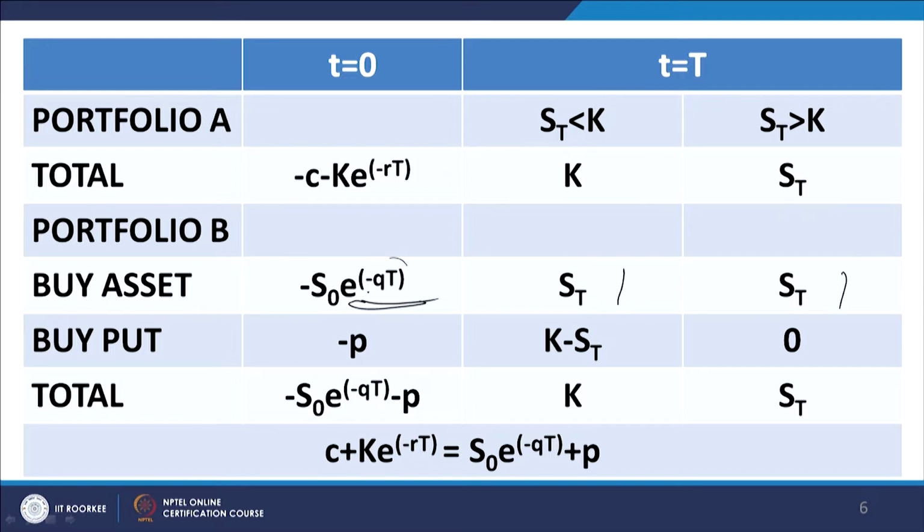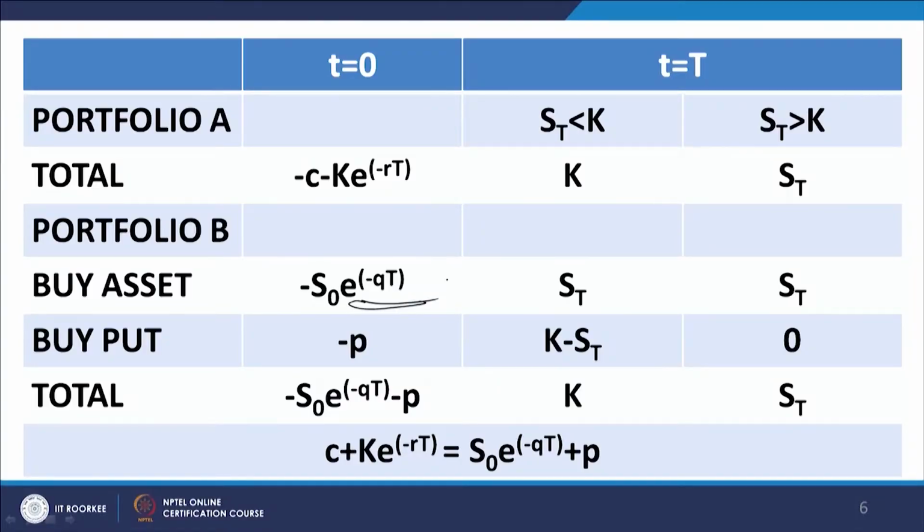And this e to the power minus qt that I have to buy at T equal to 0 will cost me S naught into e to the power minus qt. S naught is the price per unit, the price for 1 unit. Therefore, because you are going to buy e to the power minus qt units, the total cash outflow on account of buying the asset at t equal to 0 is S naught e to the power minus qt, and this realizes ST on maturity of the option irrespective of the state of evolution.